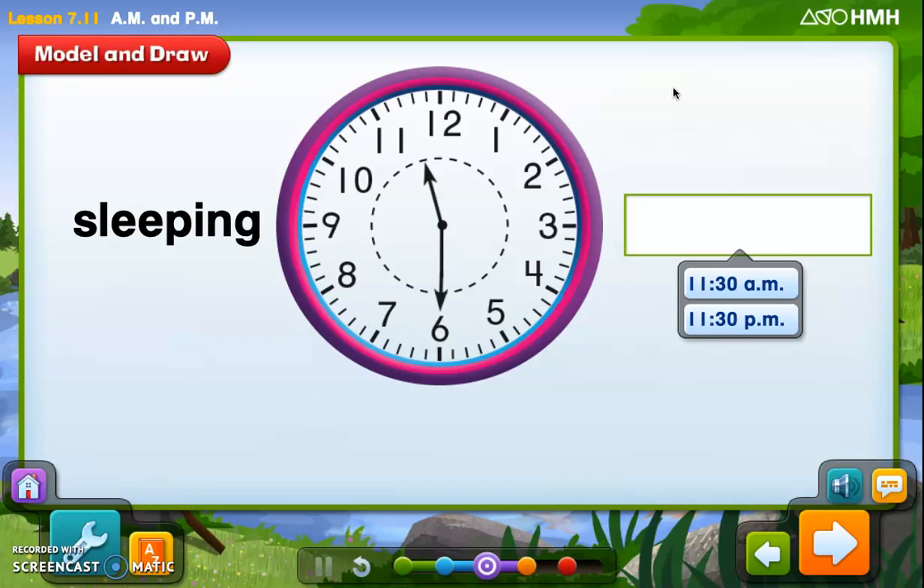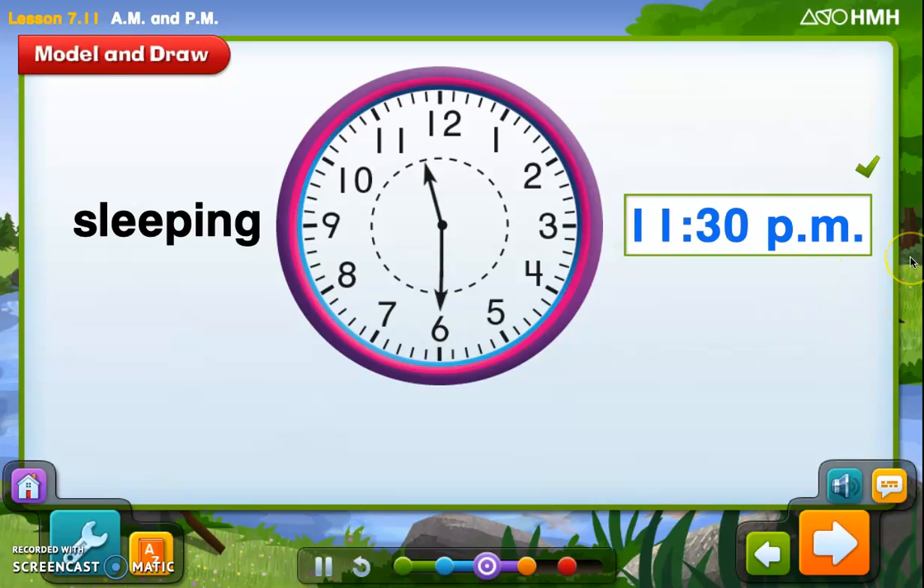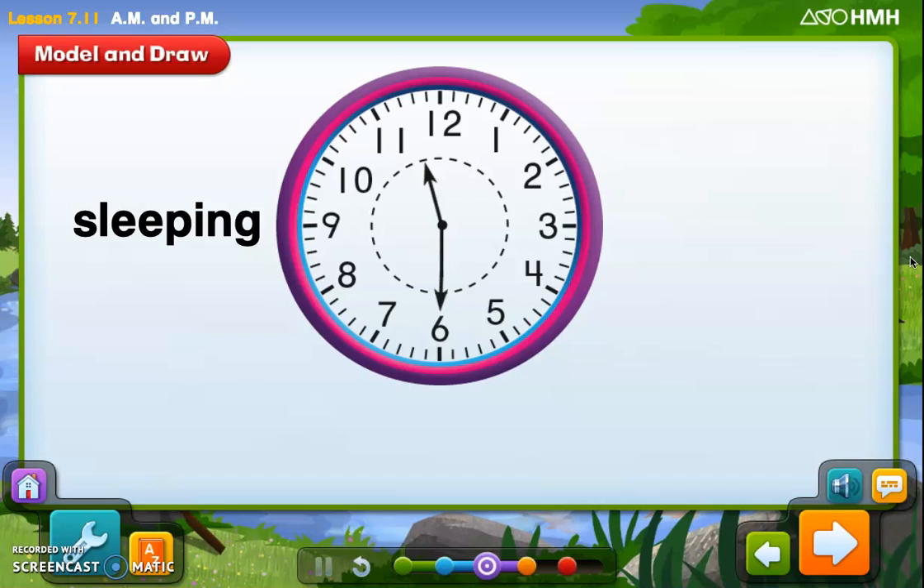So if we're sleeping, chances are we're probably sleeping at 11:30 p.m. rather than 11:30 a.m. Sometimes over the weekend you might take a nap during 11:30 a.m. I know that Mr. Peglo does when he's feeling really tired over the weekend, but generally we are all pretty much sleeping at 11:30 p.m. So we are going to click 11:30 p.m. That's right. You're usually asleep at 11:30 p.m.